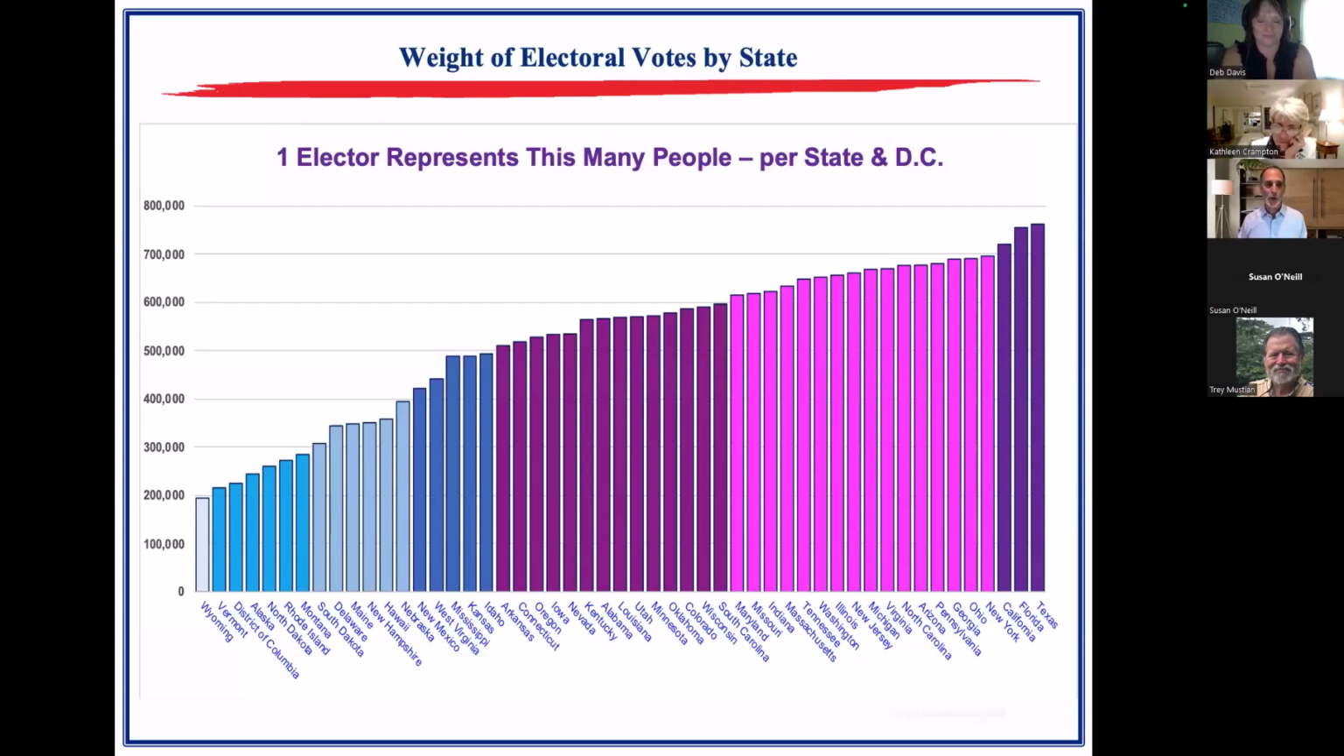So if you look at this chart, what you're going to see are the number of people represented by 1 elector in each state. So if you look to the left side, you'll see, for instance, Vermont. 1 elector represents 200,000 people. And on the right side, Florida, 1 elector represents almost 800,000 people, or 4 times as many. So despite the fact that the Vermont elector represents 1/4, 25% of the voters in Florida, that Vermont elector gets the same vote as an elector in Florida.